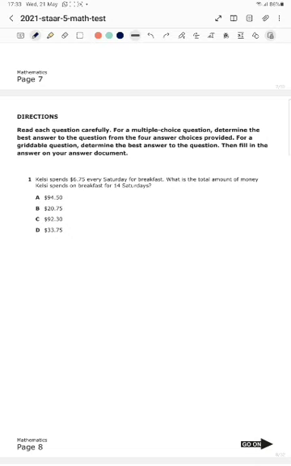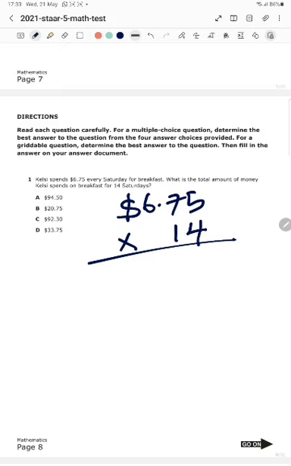The addition will be bulky when you have bigger numbers. That's why multiplication comes in, to make it easier for you and not bulky. So what we are doing is just multiplying $6.75 times 14. So let's go straight to solve. I have my $6.75 times 14. What I tell my students is to ignore the decimal until you're done.